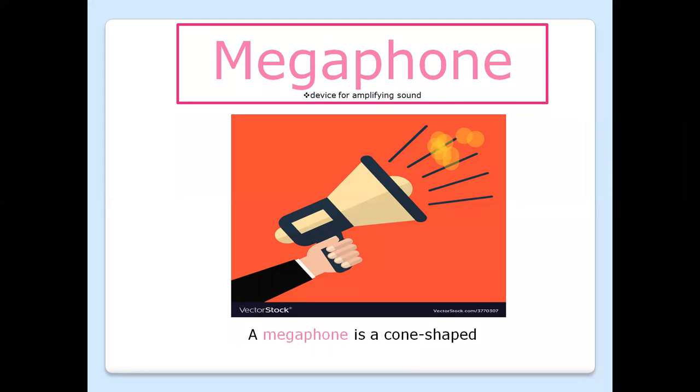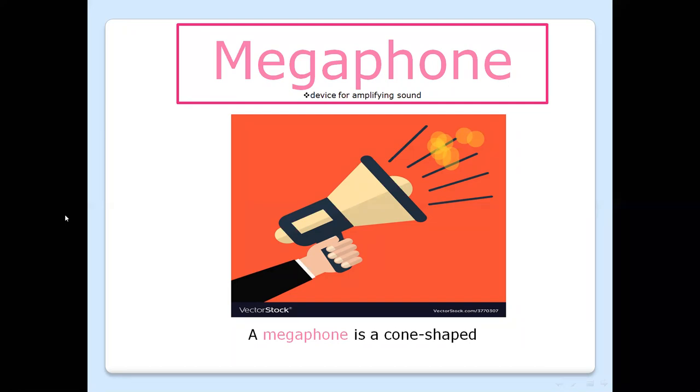Now, the last Greek word for today in our book, megaphone. Repeat the word, please, with me. One more time. Megaphone. What is megaphone? Megaphone is similar to the microphone, by the way. Megaphone, a device for amplifying sound. Megaphone and microphone, both of them a device for amplifying sound. A megaphone is a cone shape. This is the last Greek word for today.